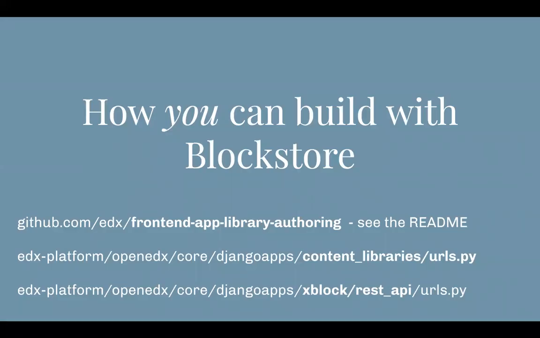Then the last thing really quickly, if you want to get started playing with some of the APIs that I talked about today or with Blockstore in general, a great place to start is the new content libraries front end for Studio. And the URL for it is shown on the screen here. If you go to GitHub and check that out, the README has instructions for how you can set it up on your dev stack, and then you can start playing with some of these APIs yourself.